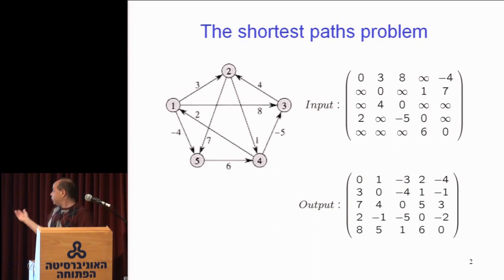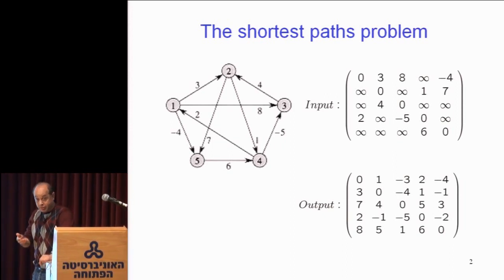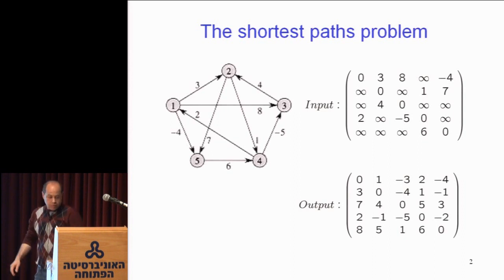So the first case that we look at is we might like to do it for all pairs of vertices. So our output is also a matrix, where in row I and column J, we'd like to have the distance from I to J. The distance is just the sum of the weights on a shortest path. Usually, we don't only want the distances. We also want some data structure that will help us reconstruct the paths themselves. But in this talk, I will mainly be concerned with distances.